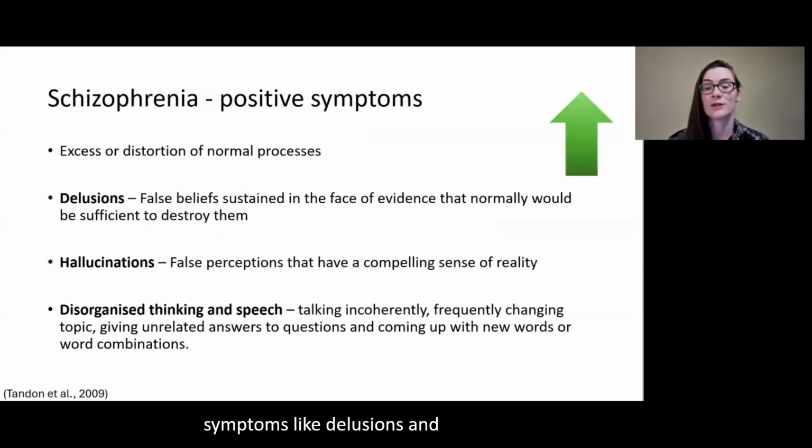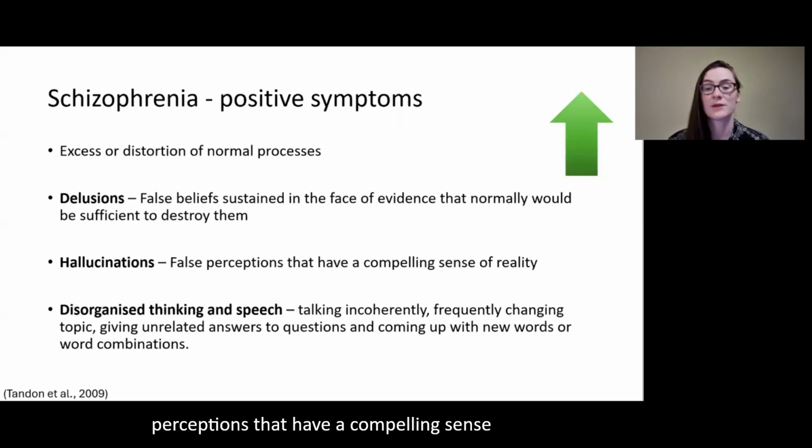Positive symptoms like delusions and hallucinations reflect an excess or distortion of normal processes. Delusions are false beliefs sustained in the face of evidence that normally would be sufficient to destroy them. For example, believing that someone is after you, considering yourself a major figure in the world stage, like an entertainer or a politician, or believing that the real world does not exist or has been destroyed.